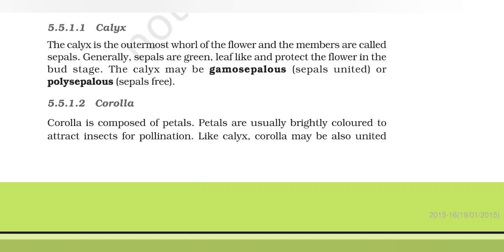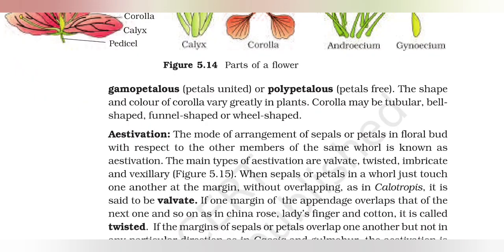The calyx may be gamosepalous, sepals united, or polysepalous, sepals free. Corolla. Corolla is composed of petals. Petals are usually brightly colored to attract insects for pollination. Like calyx, corolla may be also united. Gamopetalous, petals united, or polypetalous, petals free. The shape and color of corolla vary greatly in plants. Corolla may be tubular, bell-shaped, funnel-shaped or wheel-shaped.